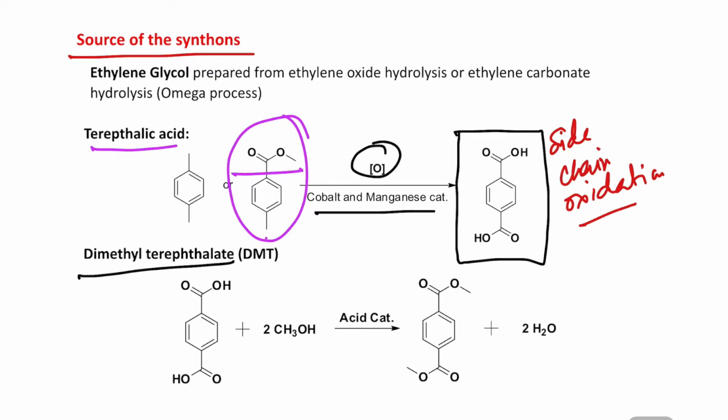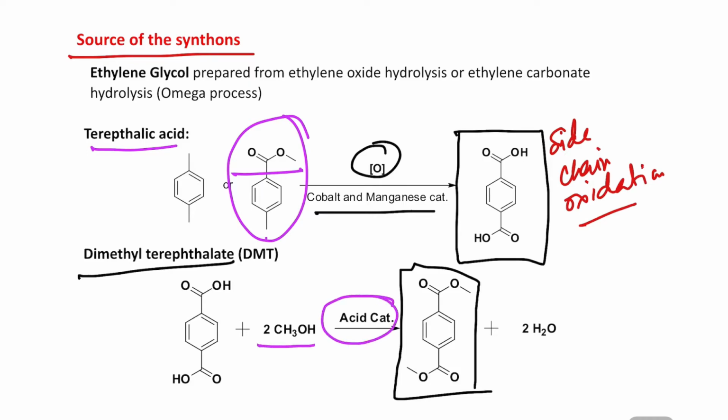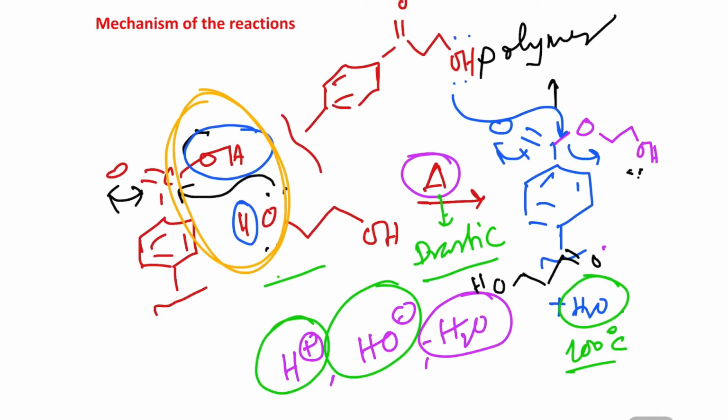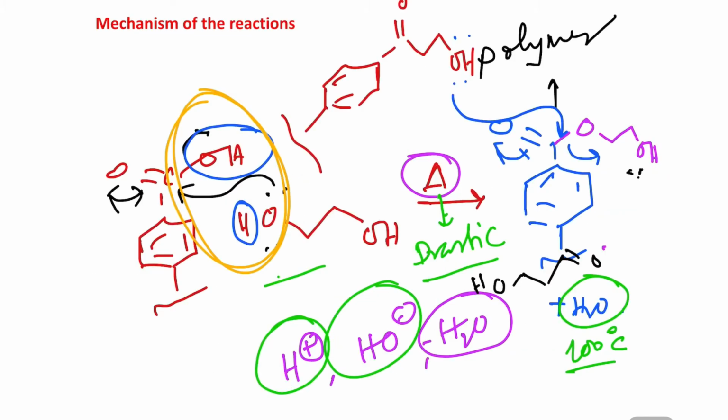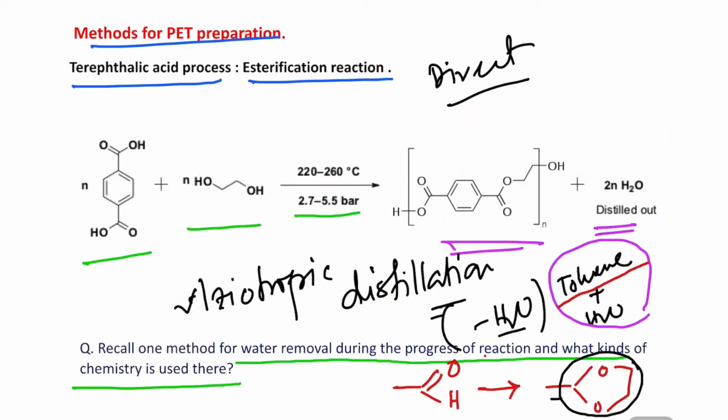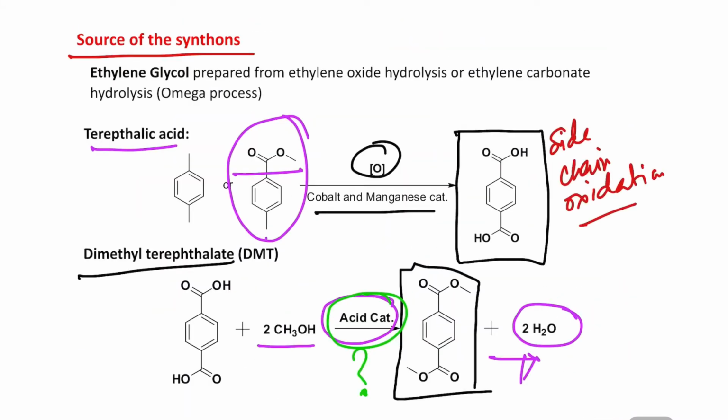Now, how is dimethyl terephthalate made? Dimethyl terephthalate is an ester. In this case, the reaction of methanol, since it is the methyl ester, with an acid catalyst produces this and water, because during the esterification reaction water comes out. Now you will say, sir, sometime before this reaction you didn't use any acid or base, you just used heat, and in this case you are using acid. Why? This is because you need to consider the reaction condition. Just check the condition: 220 to 260 degrees and 2.7 to 5.5 bar. This is a really drastic condition, but in this case the reaction is carried out under milder conditions.